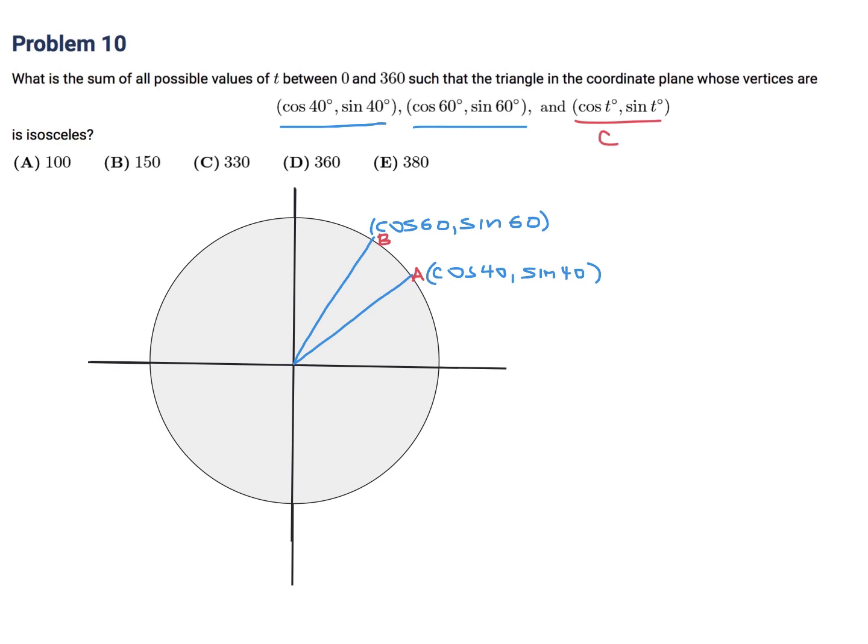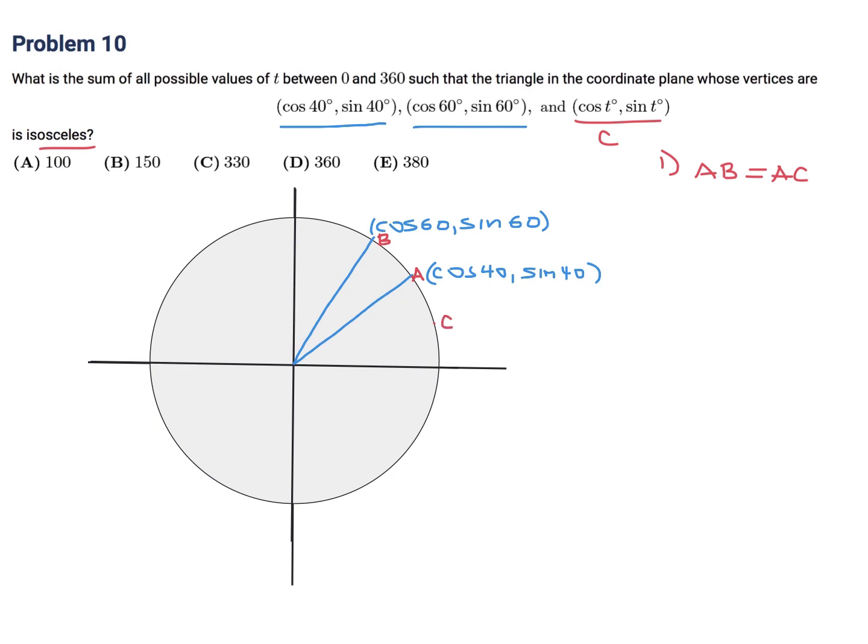So what they're saying is they want you to figure out what would be the values of t to make the triangle ABC isosceles. If a triangle is isosceles, obviously, as you guys know, two sides are the same. So the first scenario is if AB was equal to AC. That means that the distance from A to B would have to be the same as the distance from A to C. So C would be somewhere here.